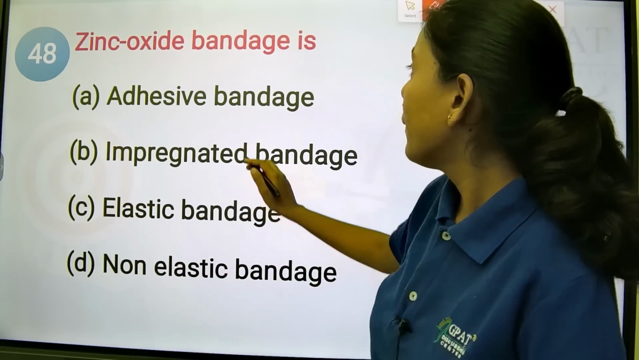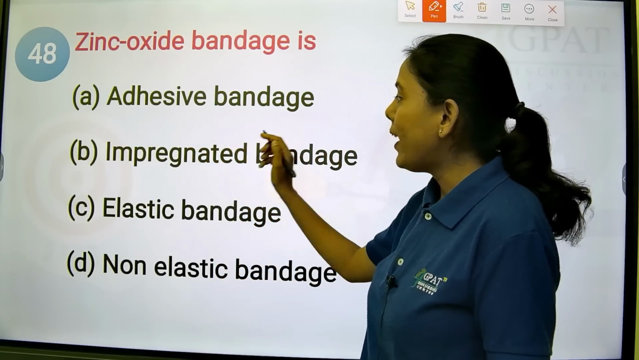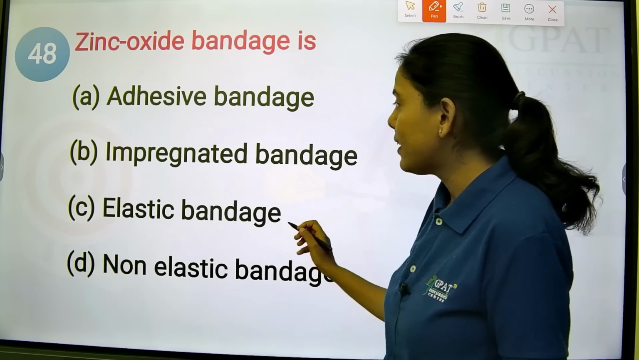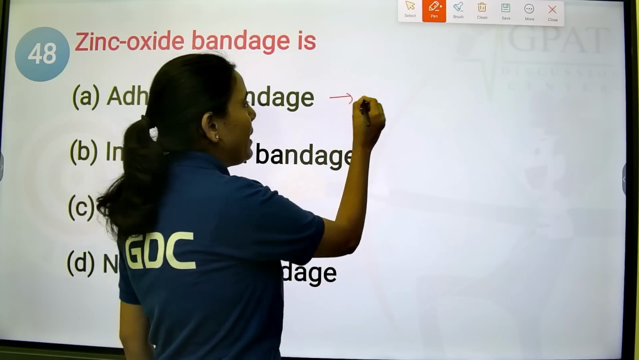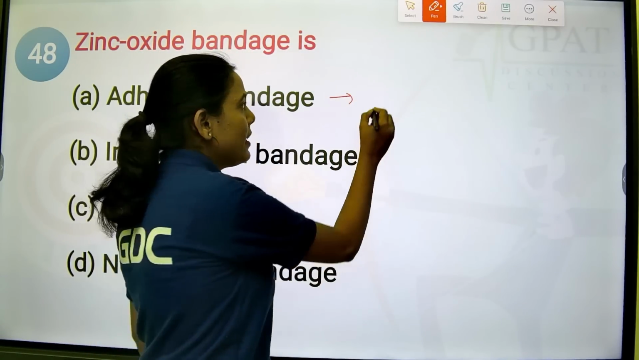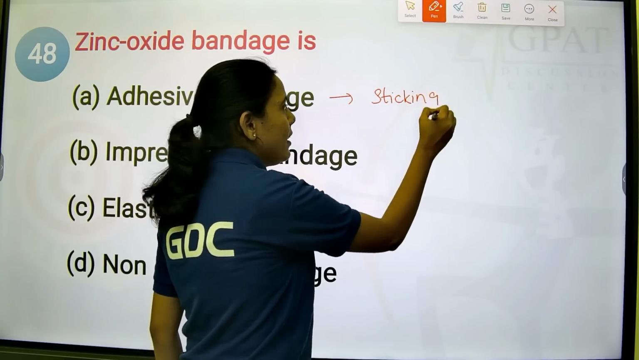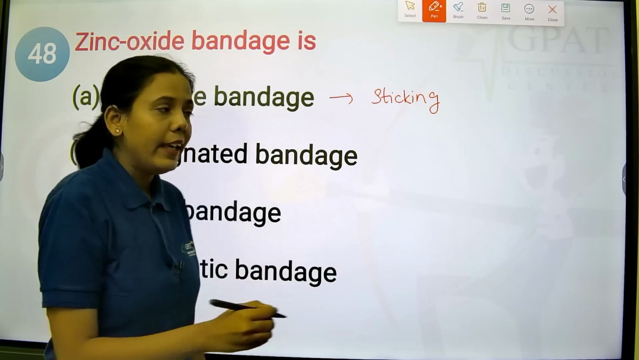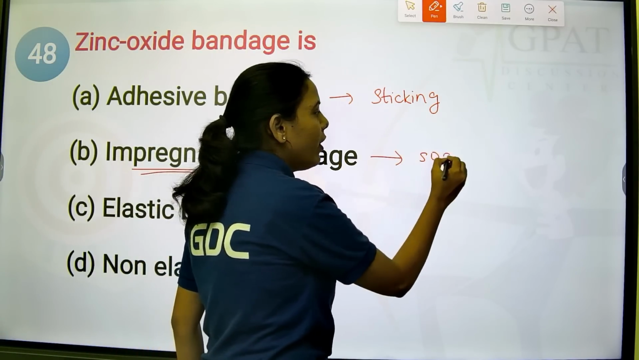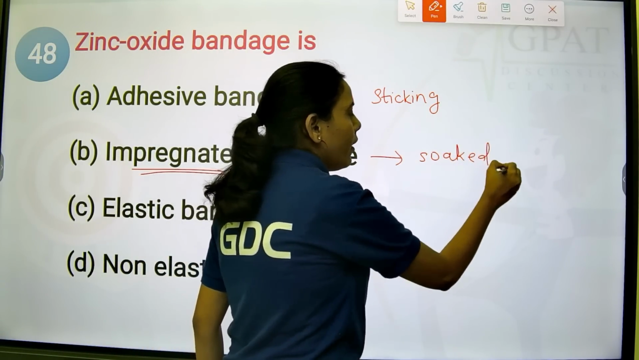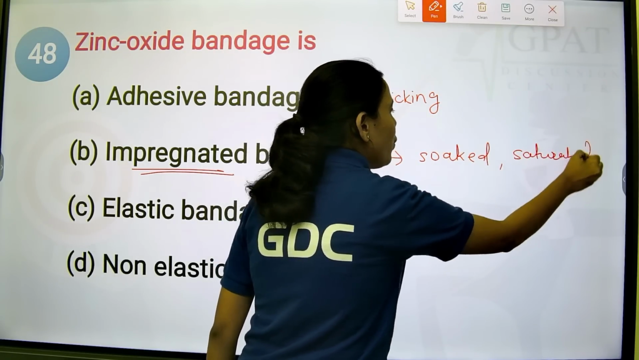Zinc oxide bandage is, okay, zinc oxide bandage is adhesive bandage, impregnated bandage, elastic bandage, non-elastic bandage. Okay, adhesive bandage means it will be sticking. Adhesion is nothing but sticking. Whereas impregnated, the name means it will be soaked or saturated with something.